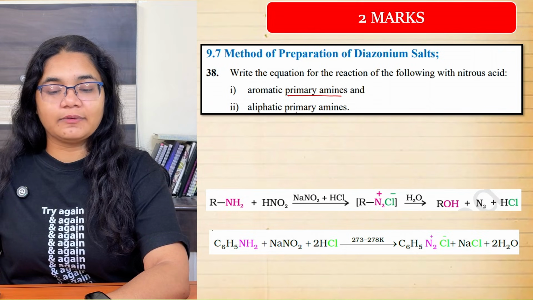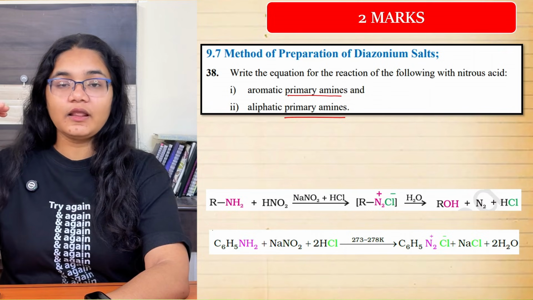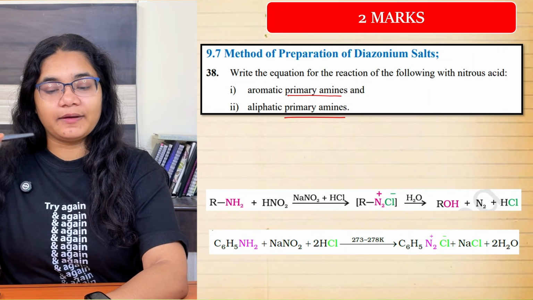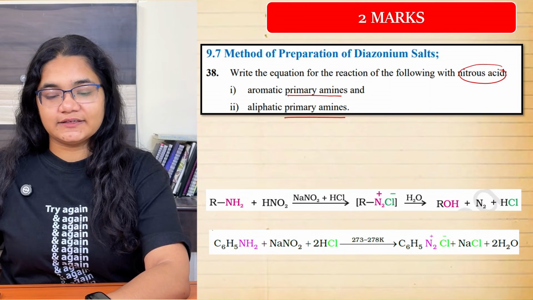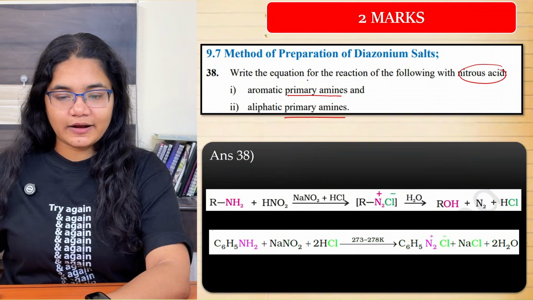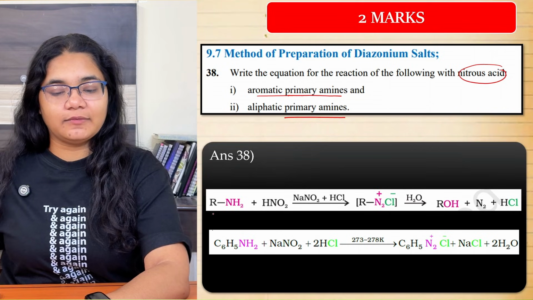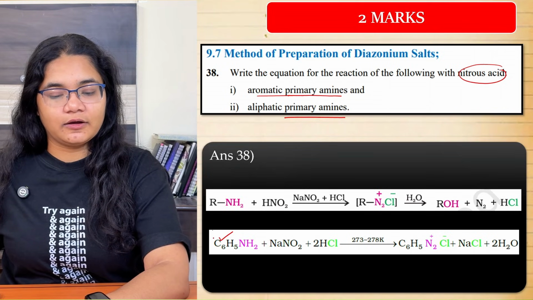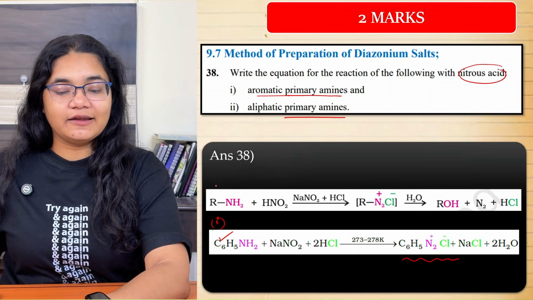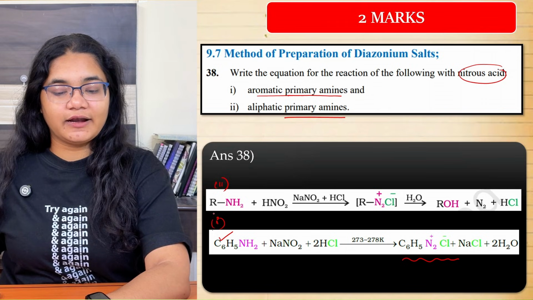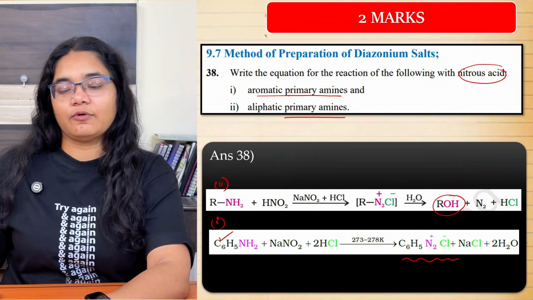Now question number 38, write the equation for the reaction of the following with nitrous acid: aromatic primary amines and aliphatic primary amines. When you have an aromatic primary amine, that will give you benzene diazonium chloride. And if you have aliphatic primary amines, that will give you alcohol. Please remember this, a very important question.